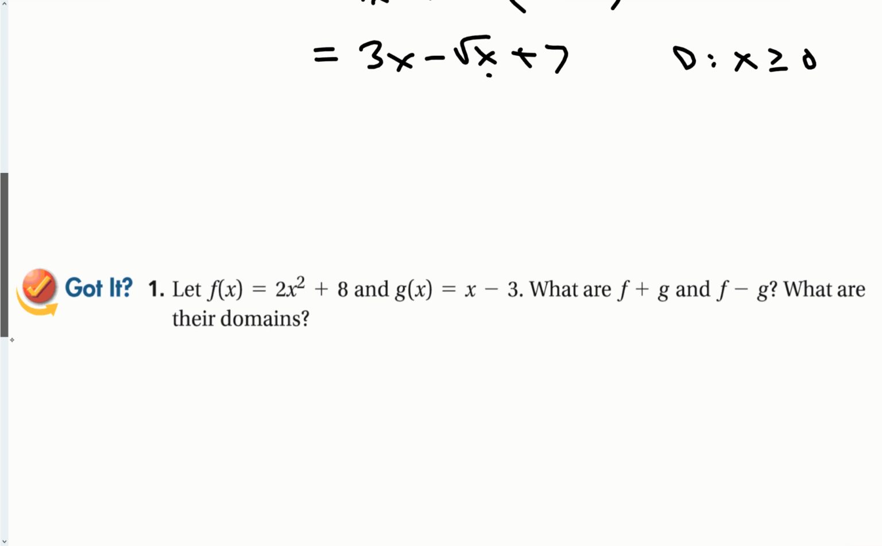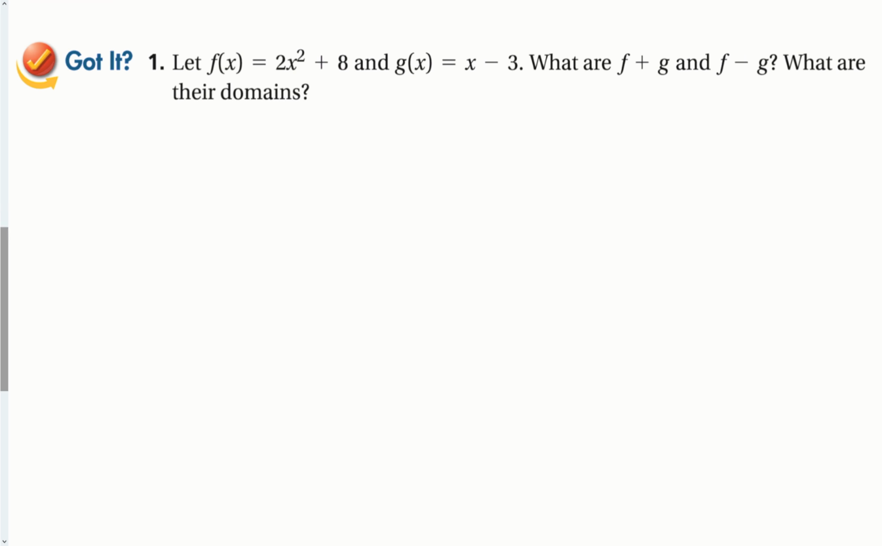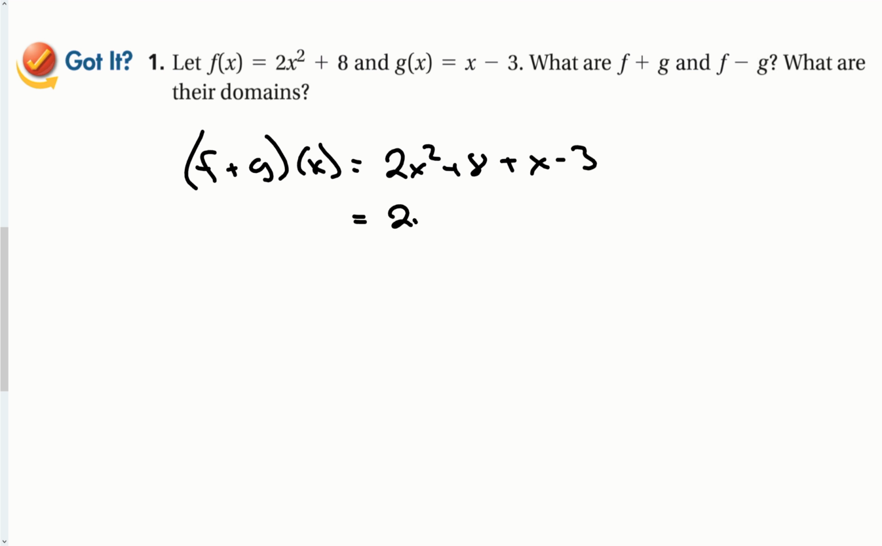Let's try the guided problems. Okay? So same thing, f plus g of x. We're just going to take the two functions and add them together. So we get 2x squared plus x plus 5. And the domain here is all real numbers, negative infinity to positive infinity.